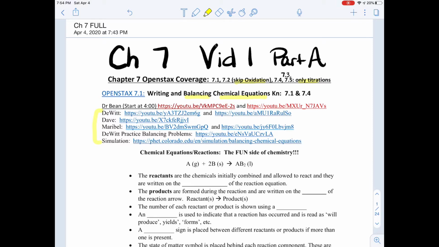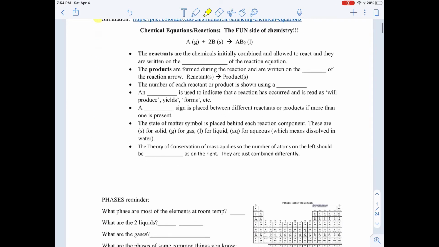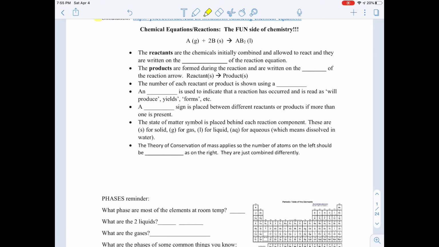Work for you better. All right, so chemical equations. This is the fun side of chemistry. Just a few notes on terminology. So the reactants, right here, those are the chemicals initially combined. So we got them here and here. So where are they? They're on the left.